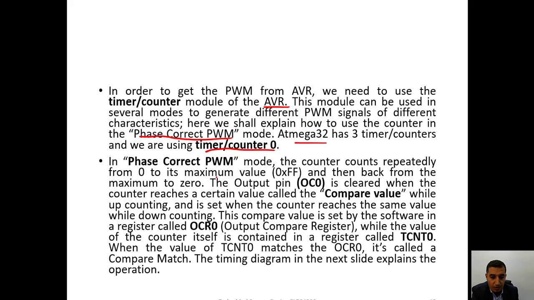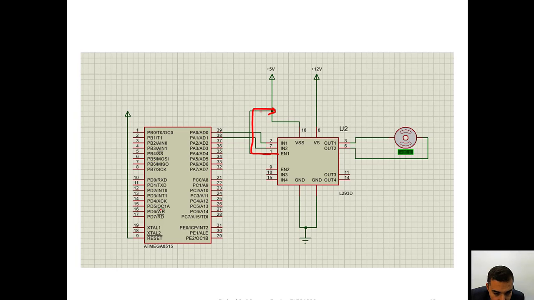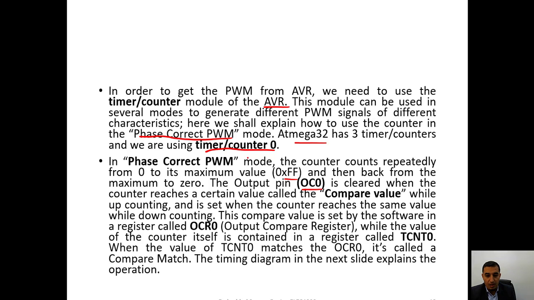In phase correct pulse width modulation, the counter counts repeatedly from 0 to the maximum, which is FF, and back from the maximum to 0. The output pin, which is output compare 0, as you remember over here, this one, will be connected over here to the enable. The output compare 0 is cleared when it reaches the compare value while up-counting, and set when it reaches the same value while counting down.